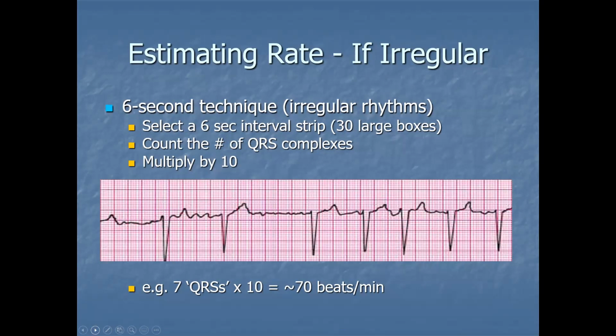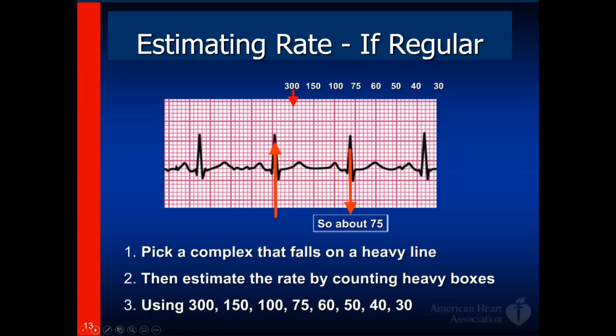Typically not a lethal dysrhythmia in and of itself, but it's one that can actually result in blood clots and pulmonary emboli because of the pooling and, if you will, circular motion of the blood in the atria rather than it being ejected into the ventricles. So it's just something to keep in the back of your mind. But in this particular case, the rate is approximately 70 beats per minute. So estimating the rate if it's regular, there are a lot of different methodologies you can use, but you pick a complex that falls on a heavy line, okay?